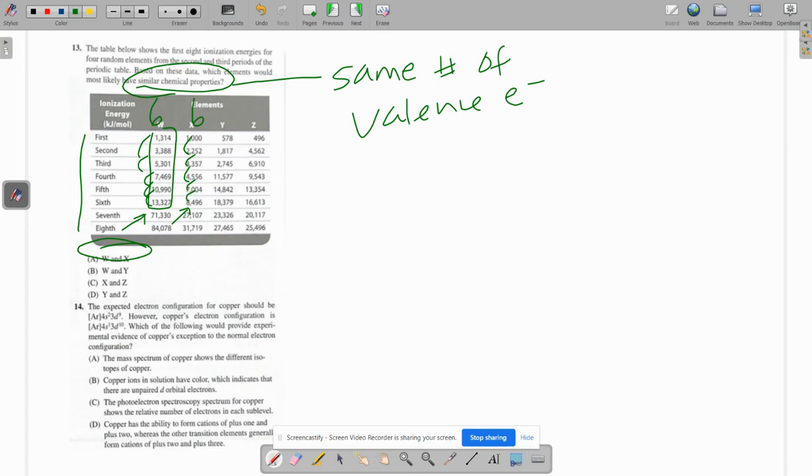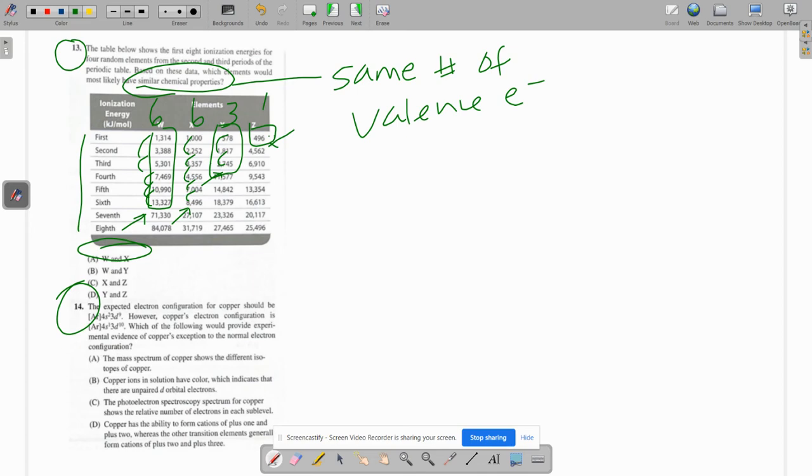So that's your answer, but just for the fun of it, why? Well, it looks like going from 578 to 1800, roughly doubling, whoop, looks like there's my big jump. So this guy has three valence electrons. And then this one, 496 to 4000, that's your big jump right there. So this guy has one valence electron. Okay, so like I said, with successive ionization energies, you can figure out how many valence electrons. All right, so that was number 13, and then number 14.